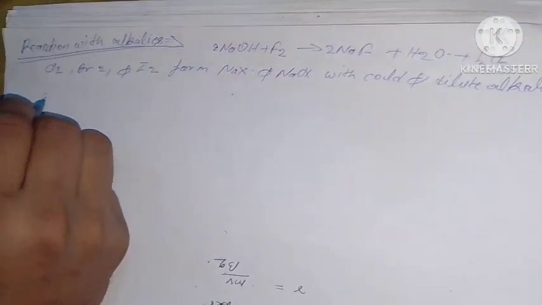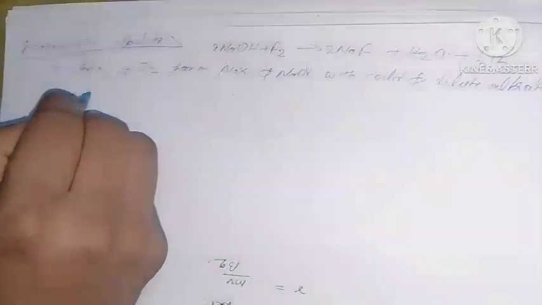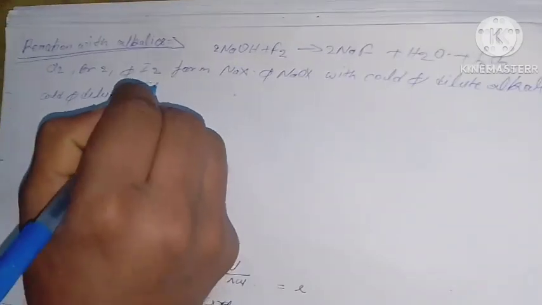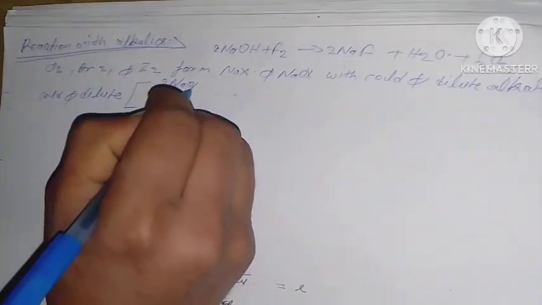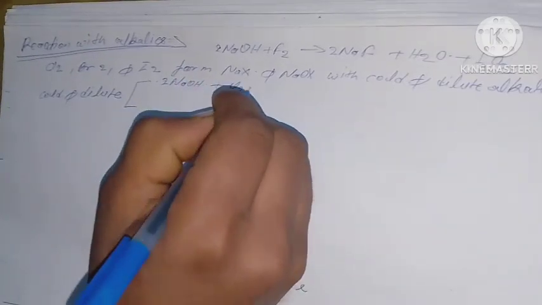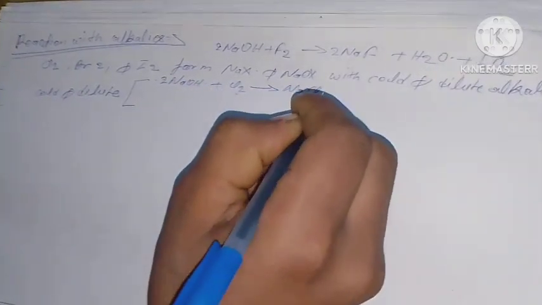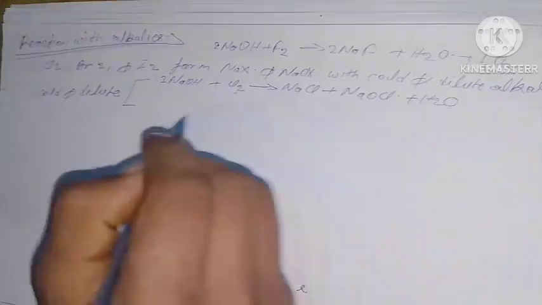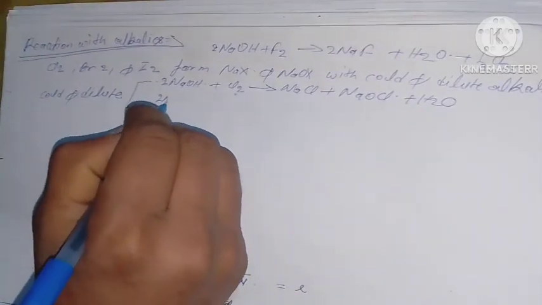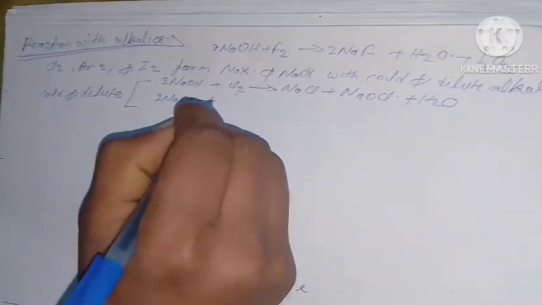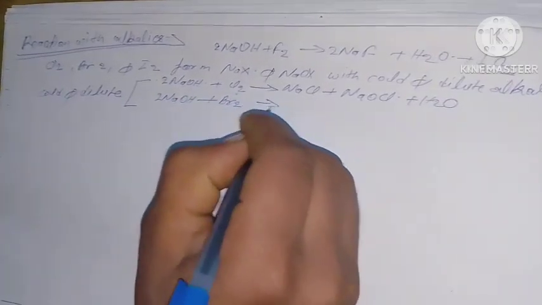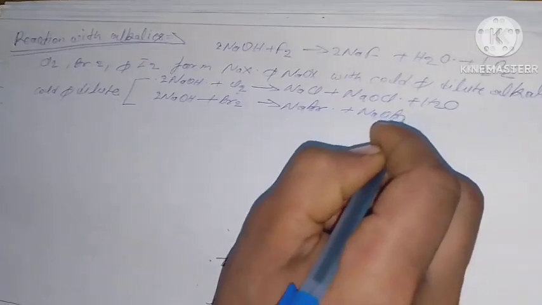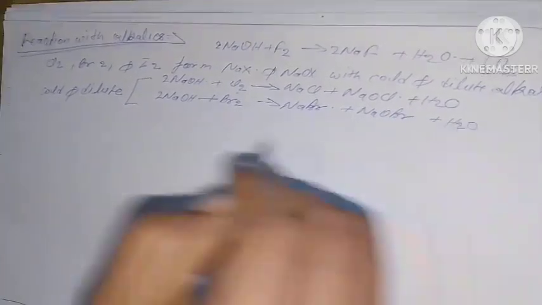Cold and dilute: 2NaOH plus Cl2 gives NaCl plus NaOCl plus H2O. 2NaOH plus Br2 gives NaBr plus NaOBr plus H2O.